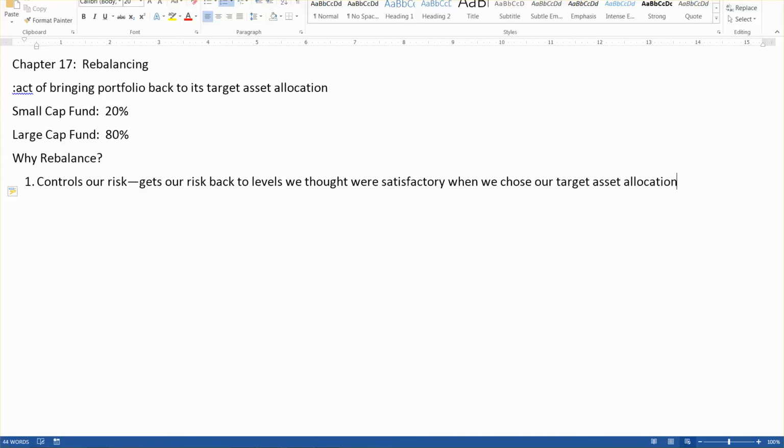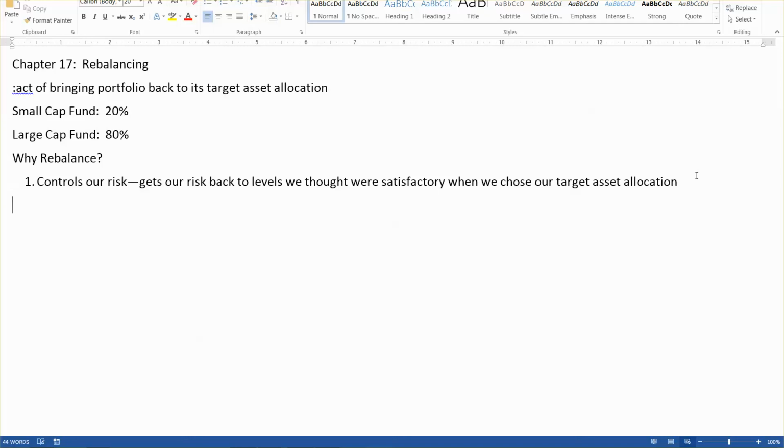Now, our target asset allocations can change over time as I'm getting older and reaching the point where I need to add more bonds to my portfolio. So eventually, when I rebalance, I'm going to rebalance to a different weighting scheme than I had been using because I've just gotten older and my risk tolerances have changed. So that doesn't mean I have to stick with the 80-20 allocation for the rest of my life.